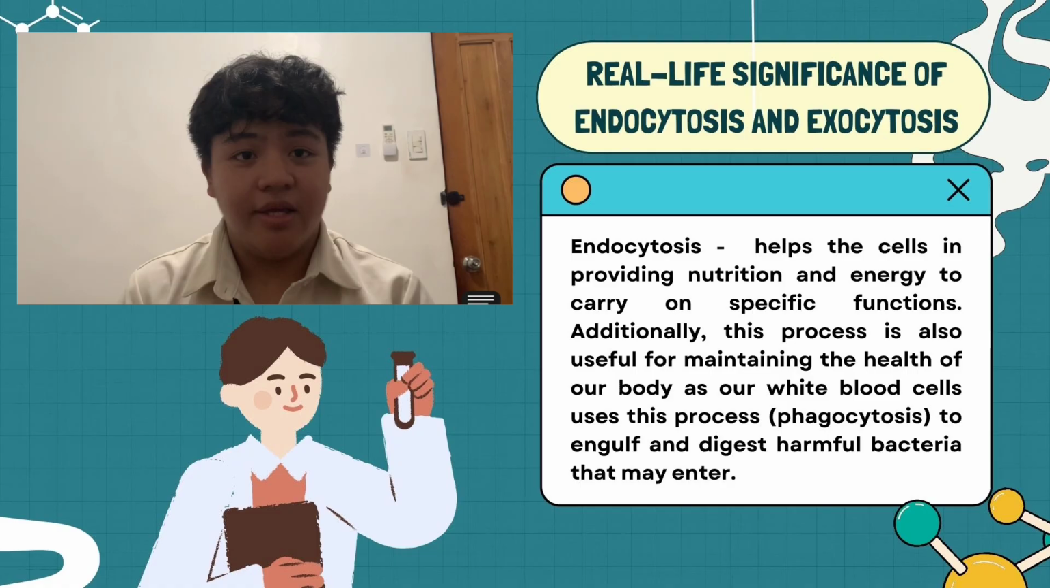Endocytosis and exocytosis are both crucial processes in life, as they allow cells to maintain balance, eat, and stay healthy. The absence of these processes will result in structural instability. Therefore, our body won't be able to function properly. Endocytosis helps the cells in providing nutrition and energy to carry on specific functions. Additionally, this process is also useful for maintaining the health of our body, as our white blood cells use these processes, or phagocytosis, to engulf and digest harmful bacteria that may enter.